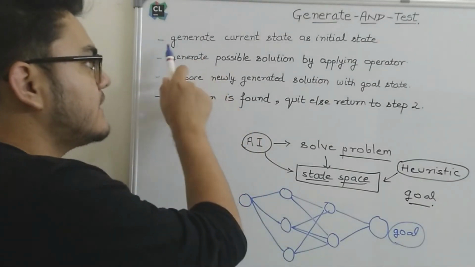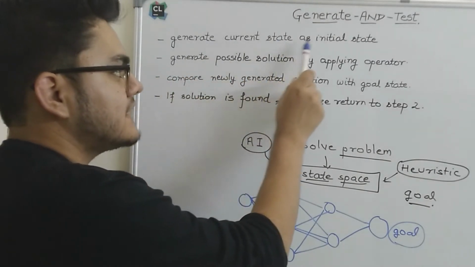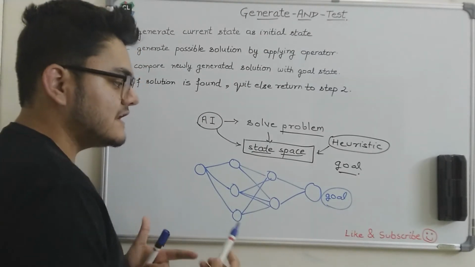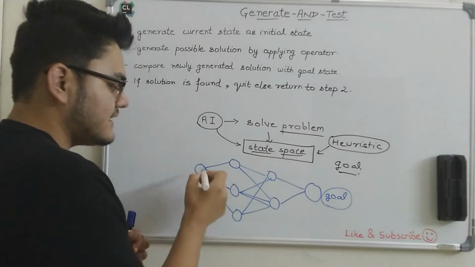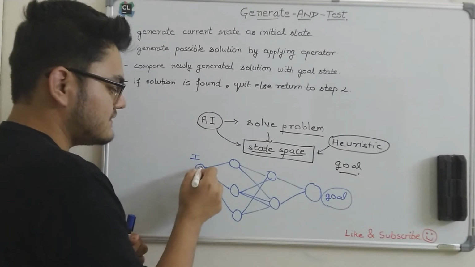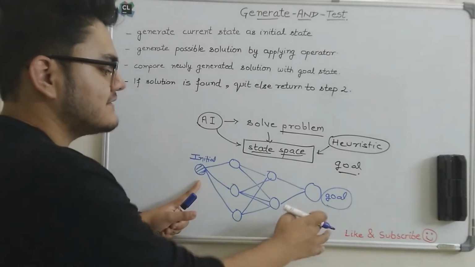Let's take a look at the first step. The first step says to generate the current state as the initial state. So the first task is to generate the initial state out of our problem, right? So let's say I will generate a state. This state is the initial state, right? So this is the initial state and this is the goal state.